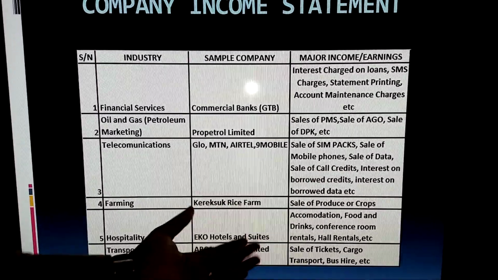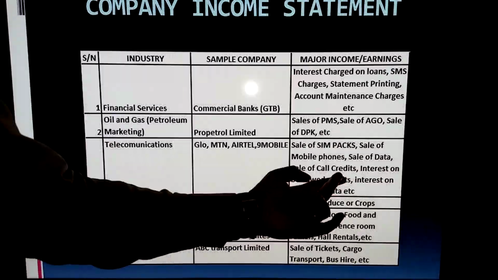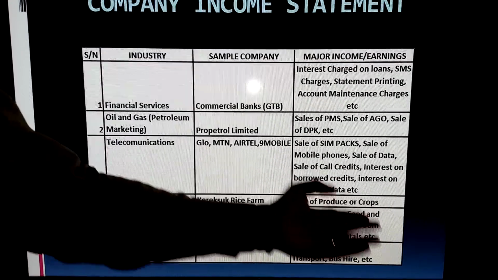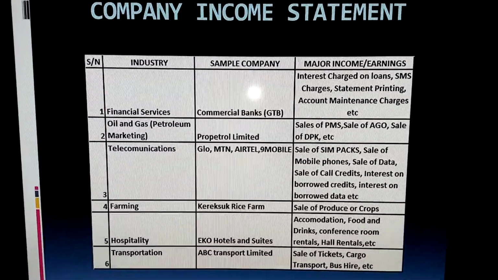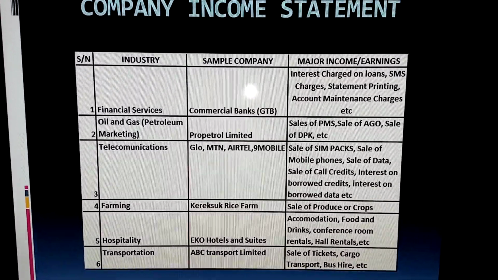They sell mobile phones sometimes. They sell data. They sell core credits. They charge interest when you borrow credits. They charge interest when you borrow data. So these are some of the income items for telecommunications.